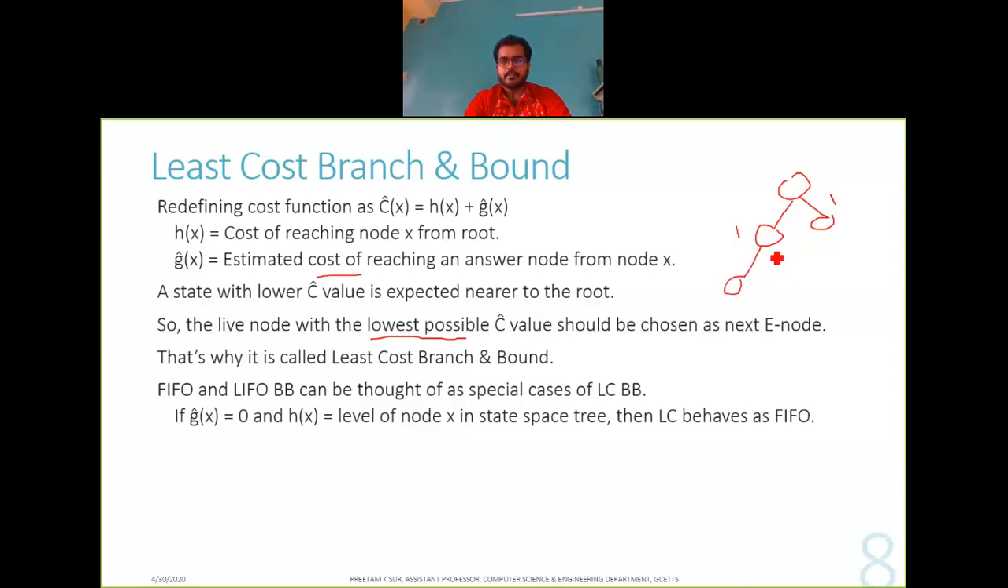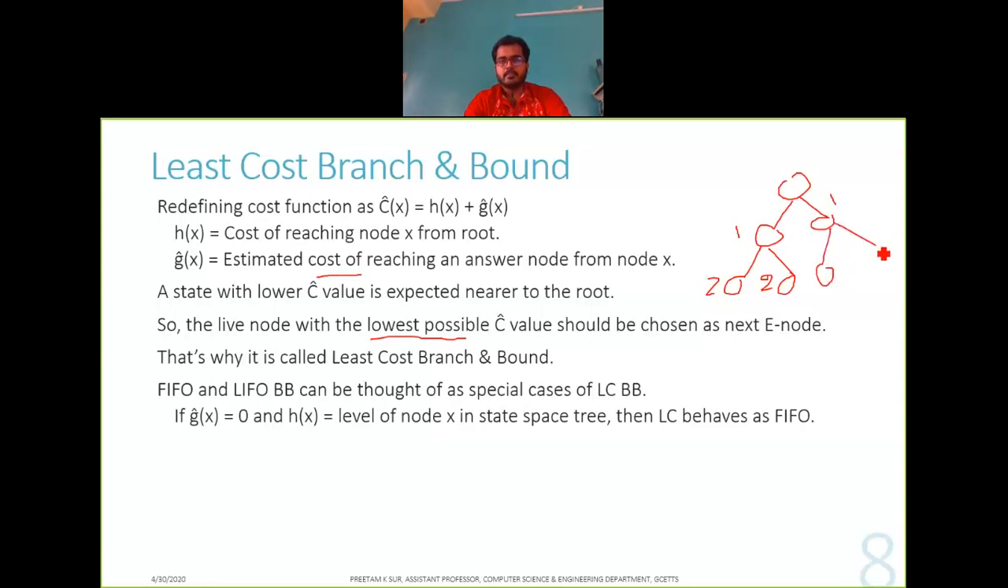So for these two nodes that have been generated, we will have h(x) value as 2, because it is at a distance of 2 from the root node. But again, this node will not have any g(x) value, so the cost will be 2 itself. So these two have 2 and the least cost is 1. This is also a live node, so next this node will be expanded.